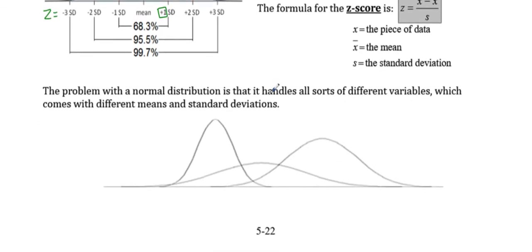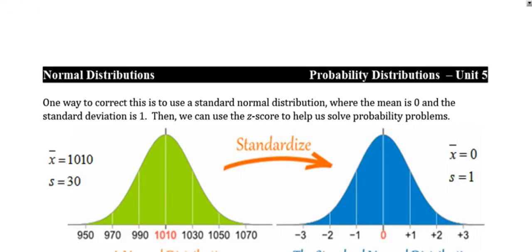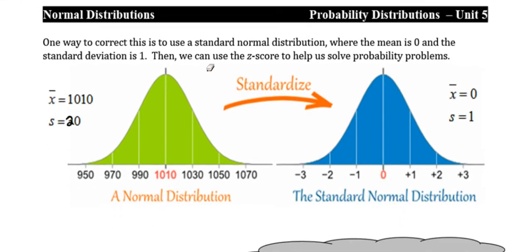So this is what I was saying. The problem with a normal distribution is that it handles all sorts of values, which comes with different means and different standard deviations. Because the means and the standard deviations are always changing depending on the question, that's why we need the z-score. I know it sounds complicated, but the process isn't actually too hard. I've got a little mistake here. Just change this standard deviation to 20.